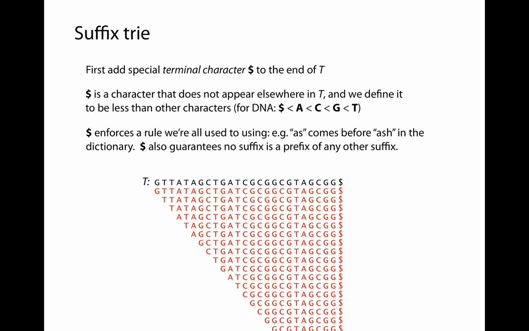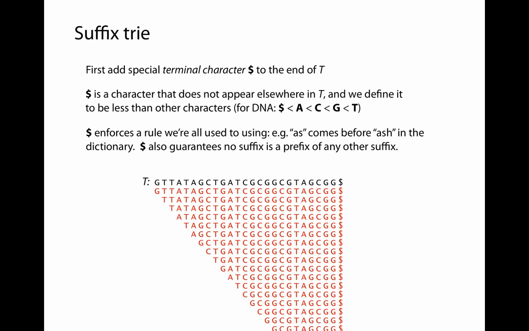Before we build a suffix trie of a text T, we're first going to add a special terminator character, which we represent with a $ sign. This terminator character, this $ sign, is defined to be a character that does not appear elsewhere in T, and we define it to be less than the other characters. So it's alphabetically or lexicographically less than all of the other characters in the alphabet. So for example, the ordering for the DNA alphabet might be $ is less than A, which is less than C, which is less than G, which is less than T.